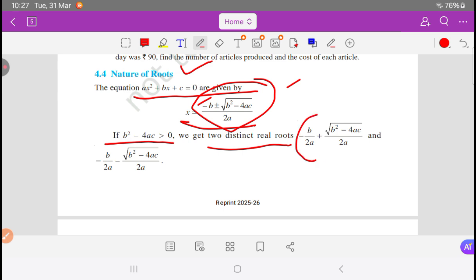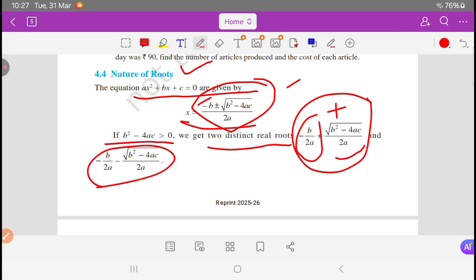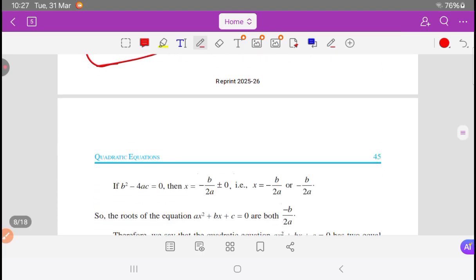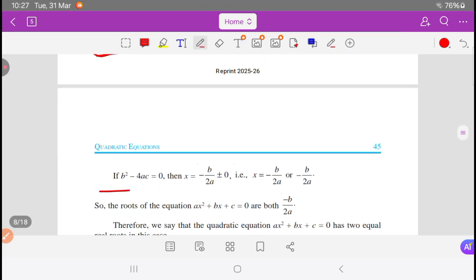See, minus b by 2a plus root b square minus 4ac by 2a. This is one equation. Another one is minus b by 2a minus root b square minus 4ac by 2a. If b square minus 4ac equals 0, then you will get x equal to minus b by 2a or minus b by 2a. You will get the two equations.